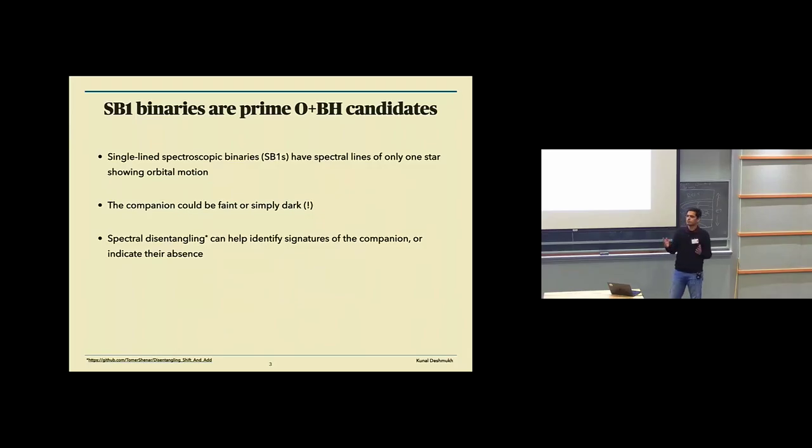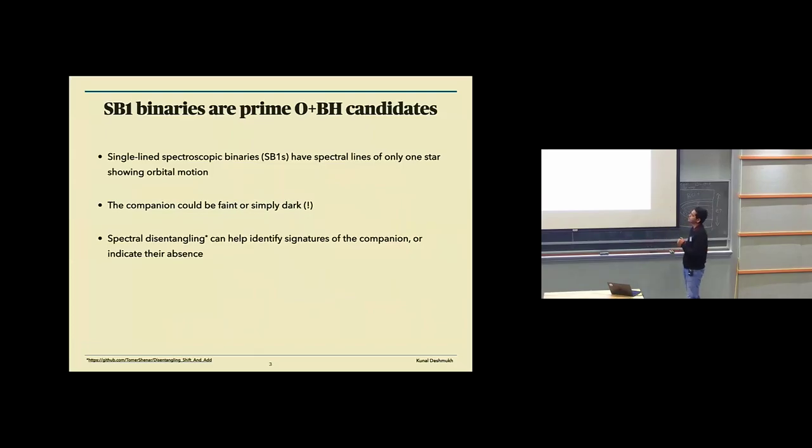And usually when we see an SB1 system, that can mean one of two things. One is that the second star is faint, so our data is not good enough to pick up signatures of the second star, and that is why it looks like a single line binary. But it could also mean that the second star just doesn't emit any light, and it's truly dark. In our case, we want to find black holes, so that's something we're looking for.